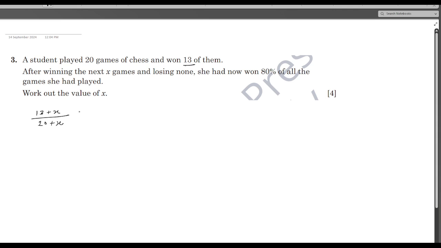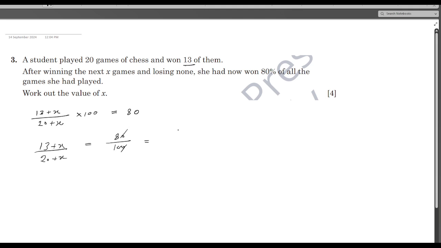Okay, and the percentage she won. For percentage I multiply by 100, and this is given to me as 80. So the number of games she won is 13 plus X. The total number of games she played is 20 plus X, and therefore the percentage of winning will be 13 plus X divided by 20 plus X times 100, and it is given as 80%. So let us solve this. Here you have 13 plus X divided by 20 plus X equal to 80 divided by 100.